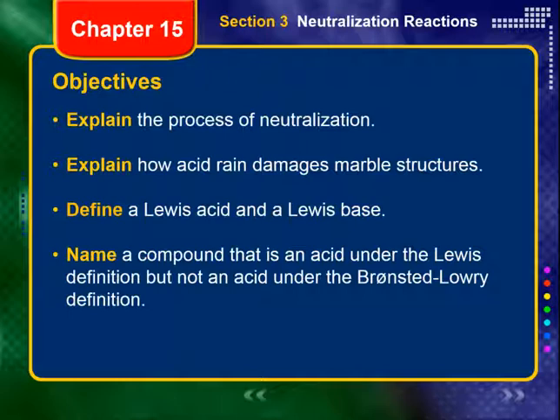So we'll have three: the Arrhenius definition, the Bronsted-Lowry definition, and then the Lewis definition. Lastly, name a compound that is an acid under the Lewis definition, but not an acid under the Bronsted-Lowry definition. Remember, the Bronsted-Lowry definition of an acid or base is proton donor, proton acceptor. We need to be able to differentiate between Bronsted-Lowry and Lewis definitions. So let's get started.